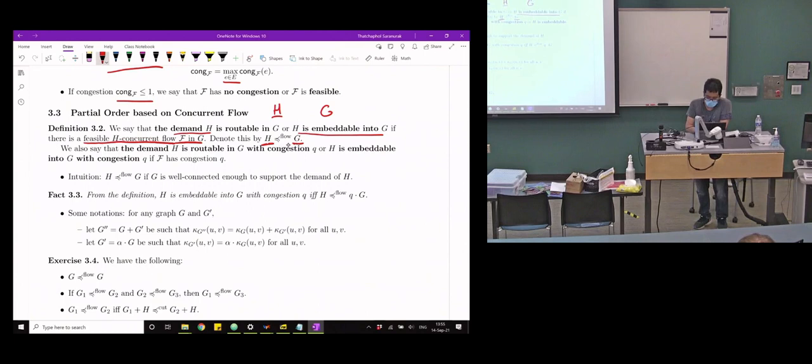And actually, you can check that this is really a partial order between graphs. But before going to that, let me tell you more about terminology. We will say that the demand H is routable with some congestion Q, or embeddable into G with congestion Q, if the concurrent flow has congestion at most Q.